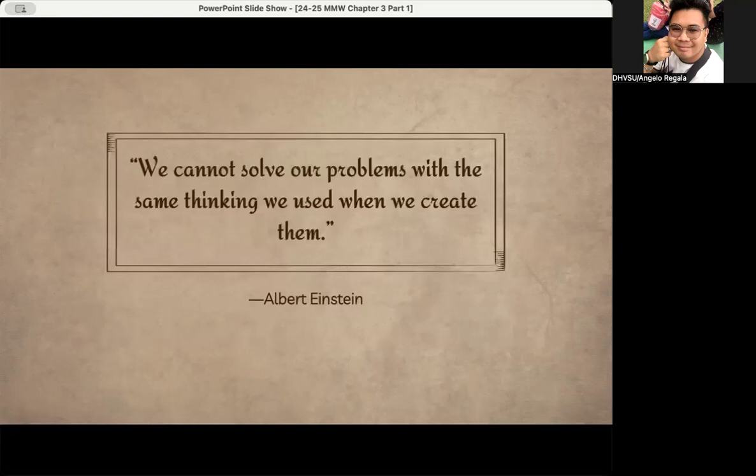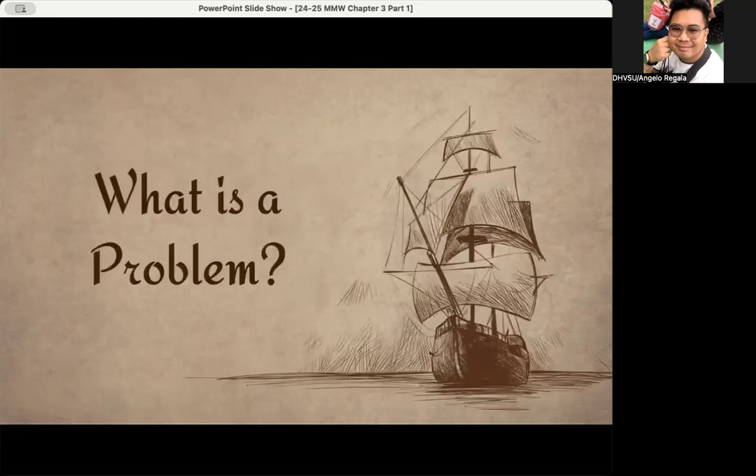According to Einstein, we cannot solve our problems with the same thinking we use when we create them. So basically, what Einstein is saying here is we think outside the box. Maging creative tayo sa pagsosolve ng mga problems. Hindi lang yung usual kung paano natin siya na-encounter, ganun din natin siya isosolve. Dapat daw we think creatively in solving that problem.